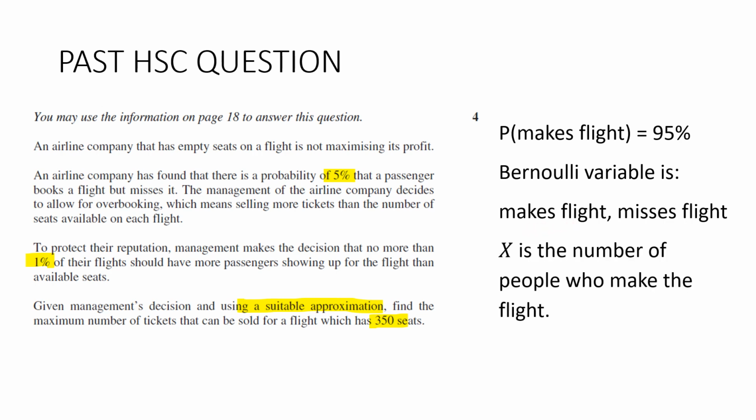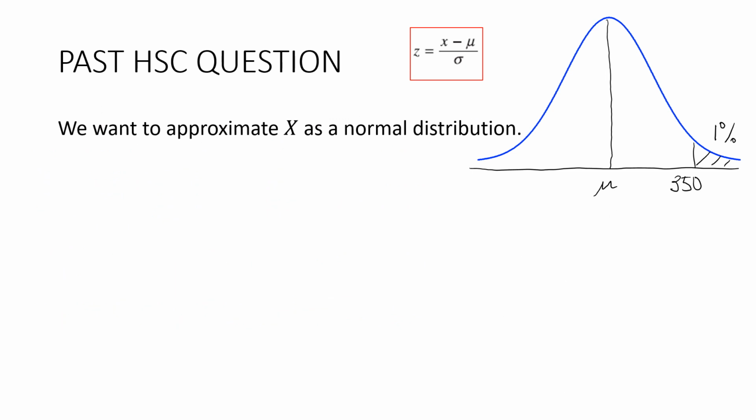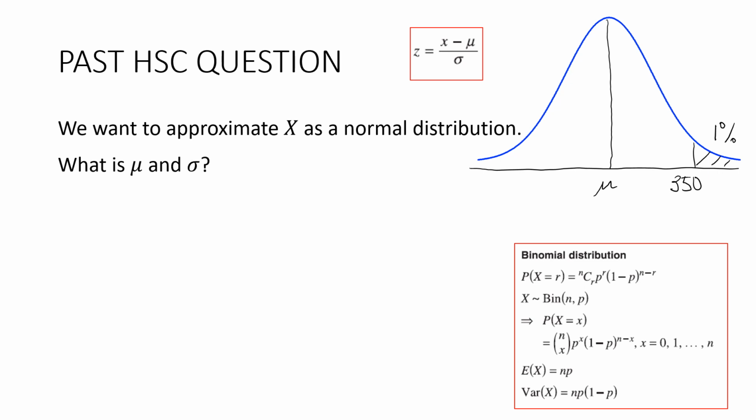So X, our random variable, is going to be the number of people who make the flight. And we are going to sell N tickets. So X is distributed as binomial distribution with N trials, and probability of success is 95%. So we want to approximate X as a normal distribution and then use the Z-score, but we don't know mu or sigma. But fortunately, on our reference sheet, we're given formulas for the expected value, or mu, of the binomial distribution and the variance. So let's substitute in what we know.